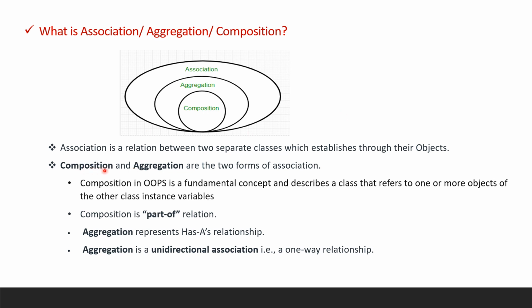Then composition and aggregation are two forms of association. So in the association, we have the aggregation and the composition. It represents a relationship between the two separate classes through their objects, and these are the two forms of the association.